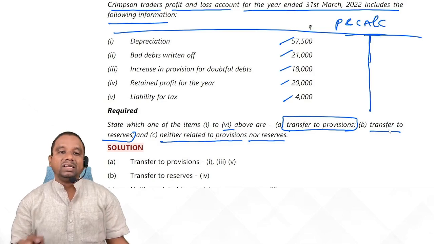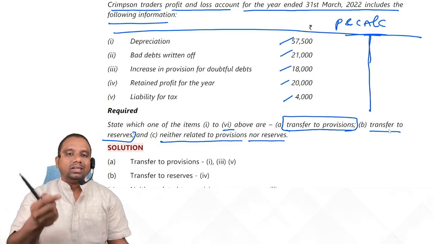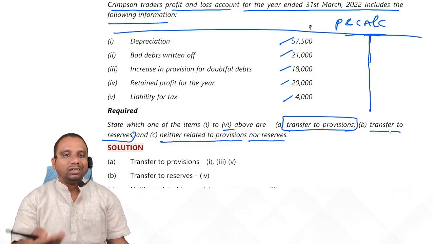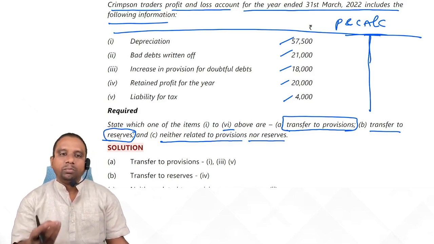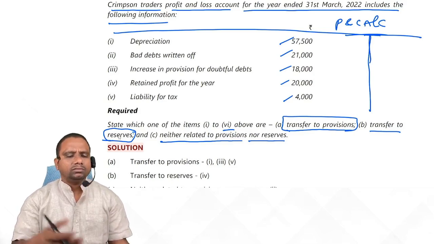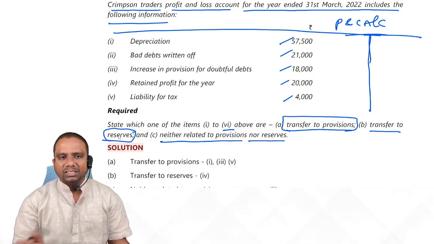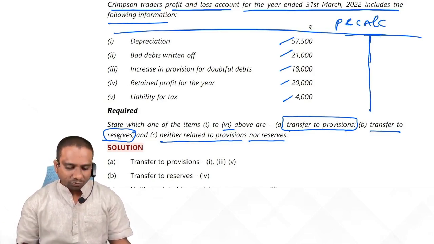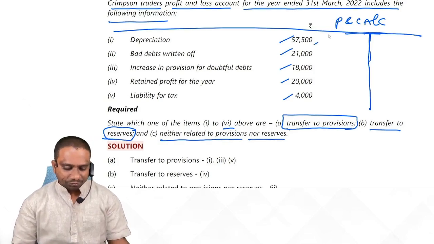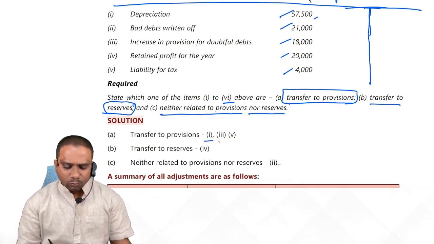Generally, provision we create for future losses or future liabilities. But reserve we create for a specific purpose, maybe for business expansion, or some general reserve, or generally we create dividend equalization reserve, like that, students. Okay, first, depreciation is related to provision, student.